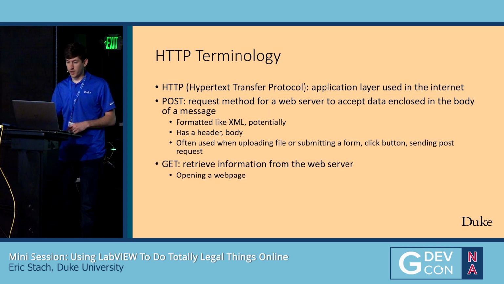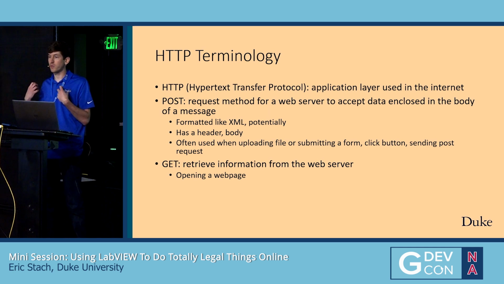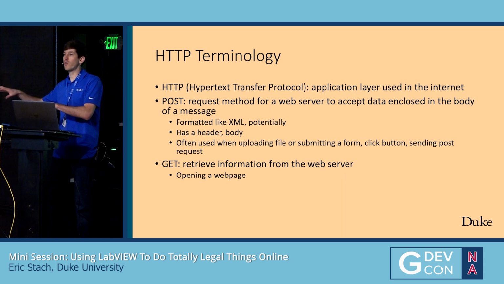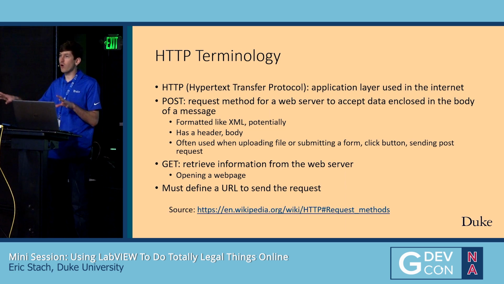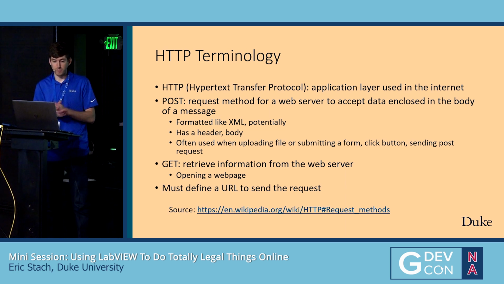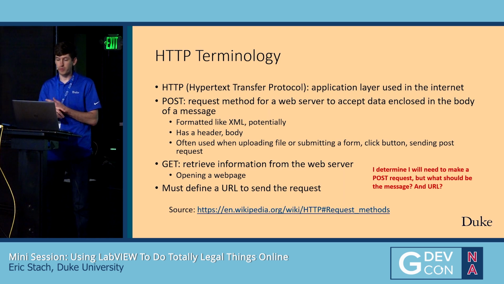That's a POST. There are also GET requests, which are requests to receive information from the web server. So when you open a web page, you've made a GET request. And then you define a URL to send this request. There's just a Wikipedia page, which I shamelessly took all that information from, in case you want to see more. So I determined that I need to make a POST request. But I don't know anything about what this message is supposed to look like, or what URL. I assume it's probably the URL of the web page, but I need some more information here.